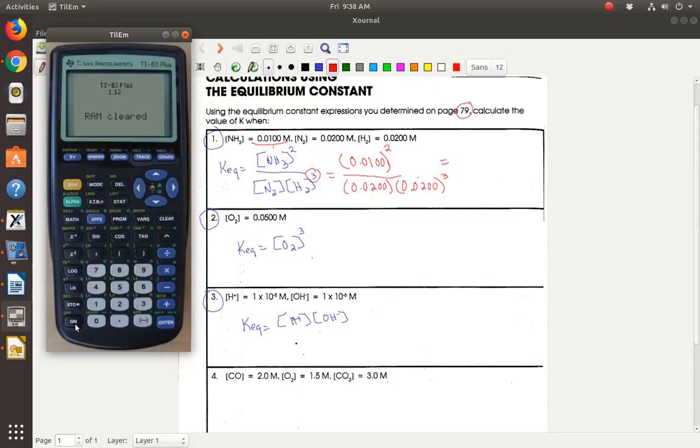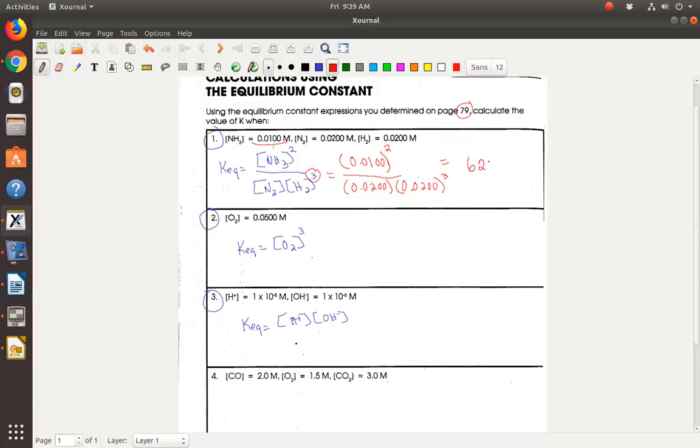Turn it on. All right, so 0.01, and I'm going to square it. I know that y'all know how to do it differently than I do, but that's 1 times, remember the E means times 10 to the minus 4. I'm going to divide it by 0.02, enter, that's for this first expression, and divide again by 0.02 cubed. So I get 625. Now that is the equilibrium constant.